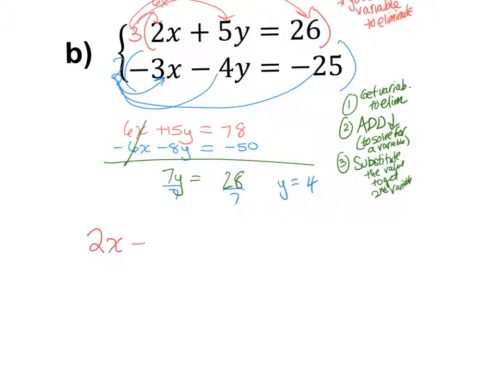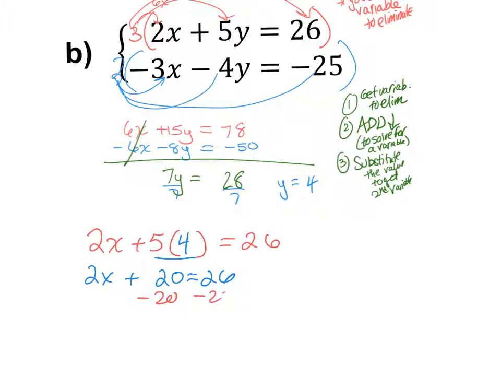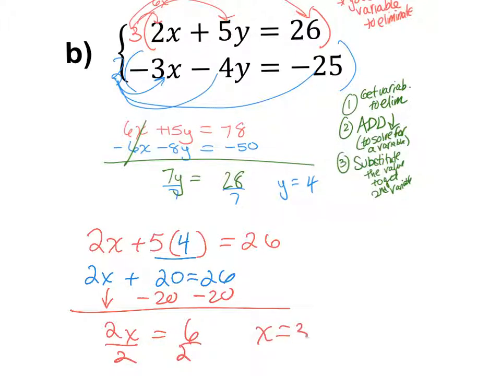2x plus 5 times y equals 26. Put the y value of 4. 2x plus 20 equals 26. Subtract 20 to solve. 2x is equal to 6. Divide by 2. X is 3. So my proposed point solution is x of 3, comma, y of 4.